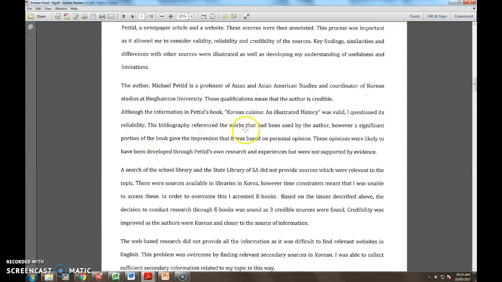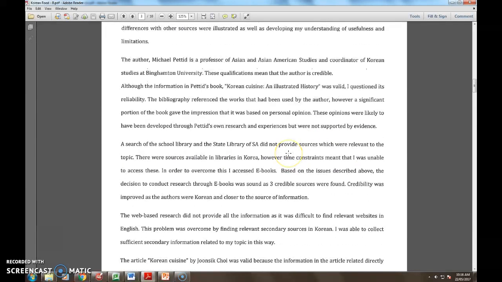The bibliography referenced the works that had been used by the author. However, a significant portion of the book gave the impression that it was based on personal opinion. These opinions were likely to have been developed through his research and experiences, but were not supported by evidence. So a recognition of the importance of evidence in research.